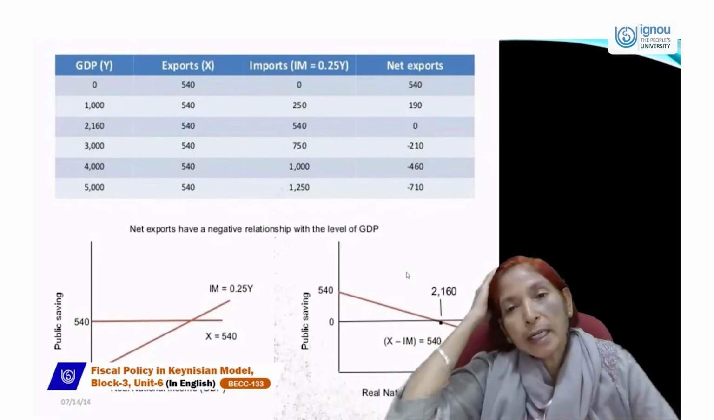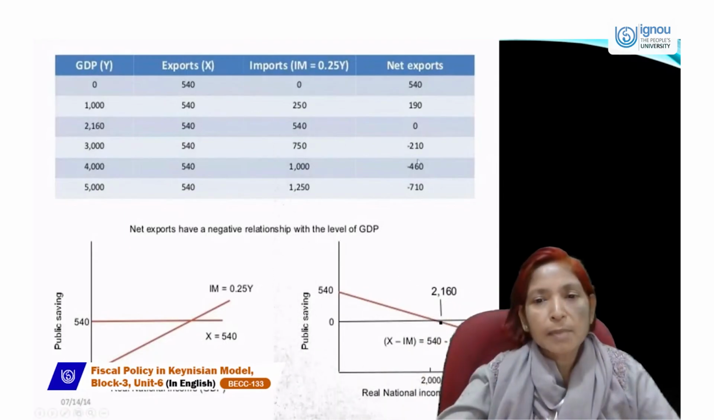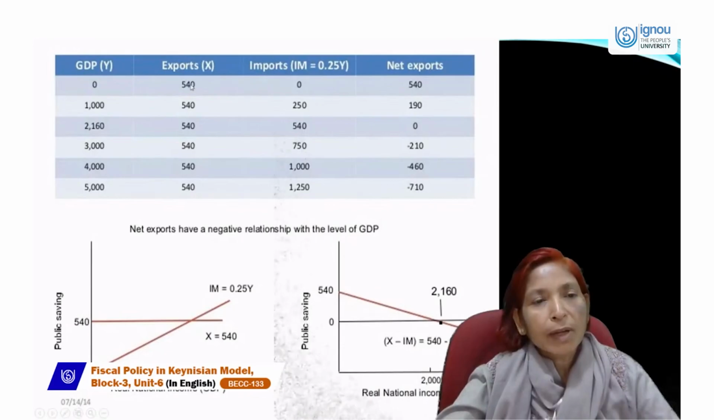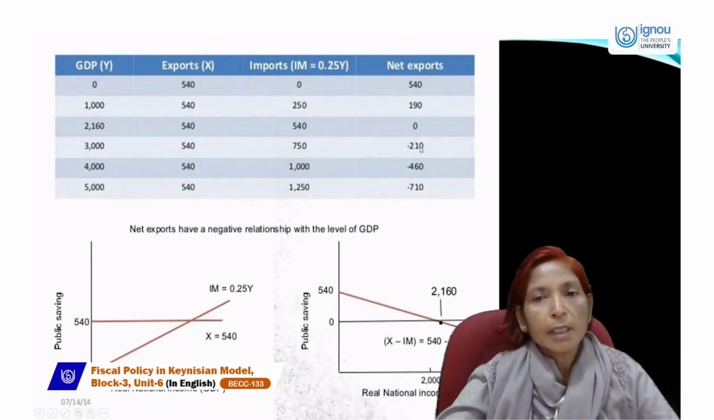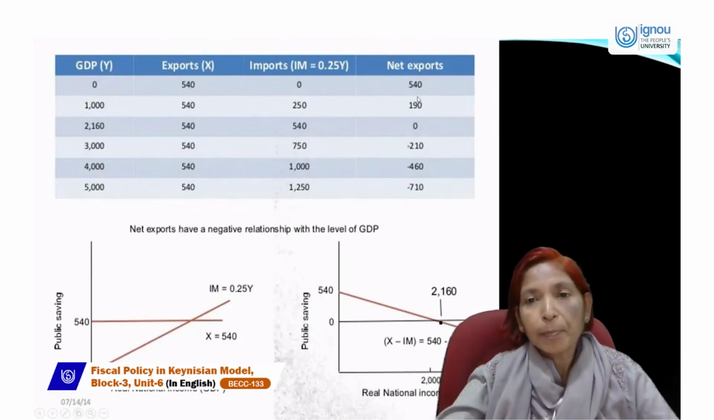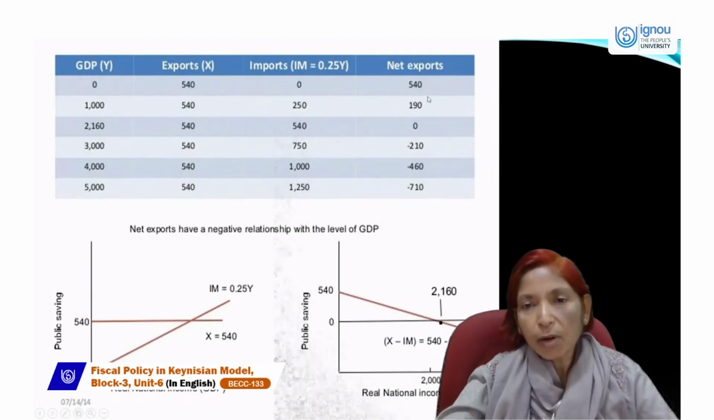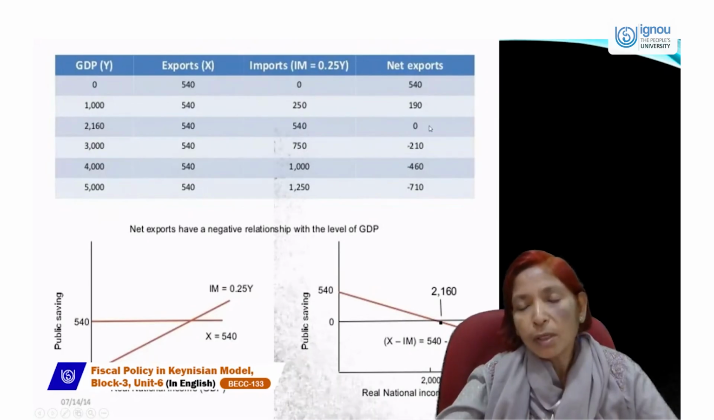Now how can we calculate net exports? Net exports are the difference between exports and imports. First, 540 minus 0 equals 540. Then 540 minus 250 equals 290. If 540 and 540 are both the same, net exports will be 0. If 540 minus 750, it means the export value is less than the import value, so net exports will be negative. So the net export curve is always downward sloping, because in the beginning net exports are positive but falling, then the net export value will be 0, and at last it will be negative.